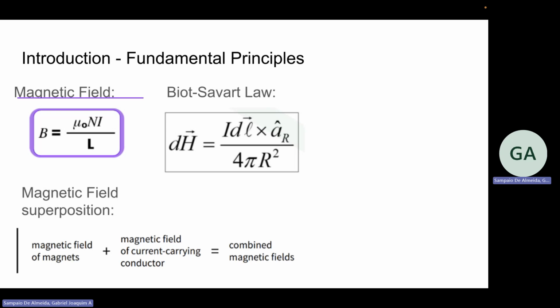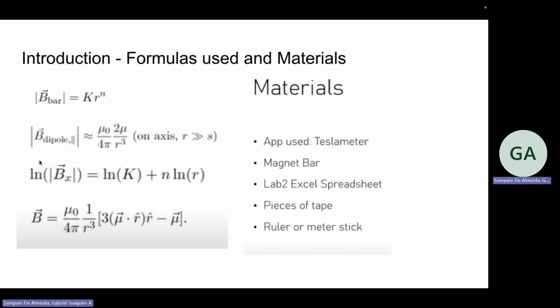The fundamental principles used for this lab were the magnetic field formula, Biot-Savart's law, and magnetic field superposition, wherein the magnetic fields of magnets can be summed to get a net magnetic field. The formulas used are shown on the left, and the materials used were a Tesla meter, a magnetic bar, a Lab2 Excel spreadsheet, pieces of tape, and a ruler.